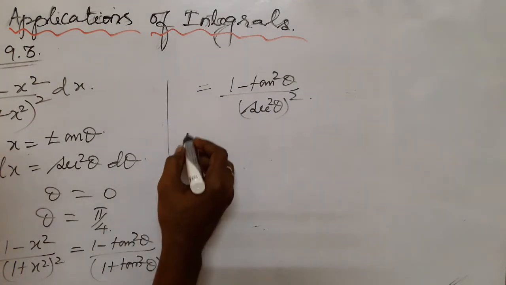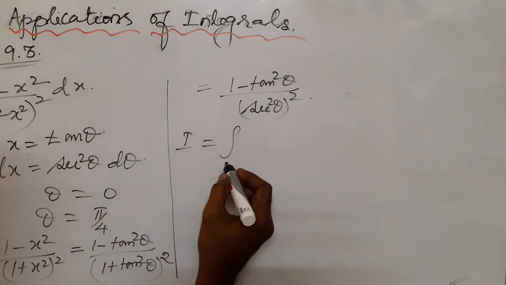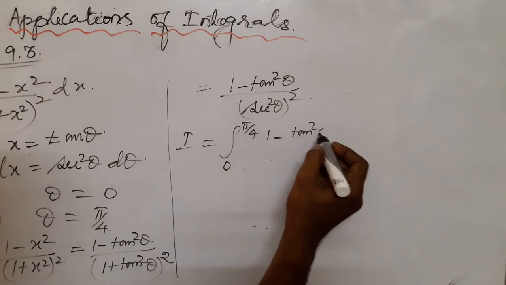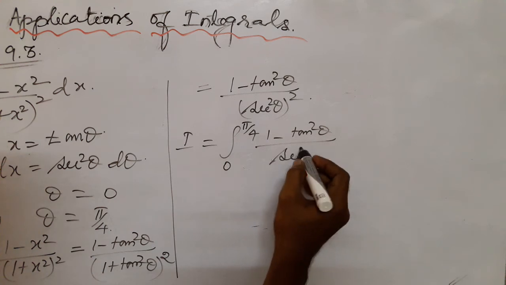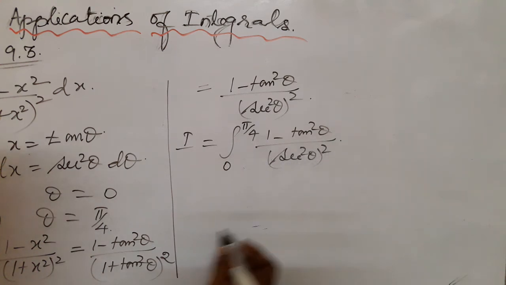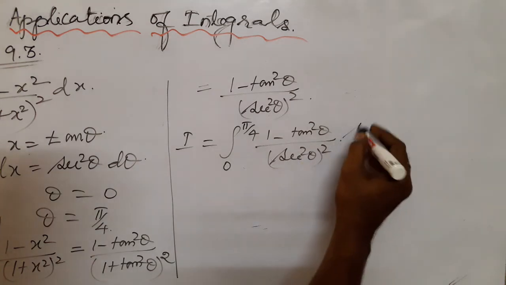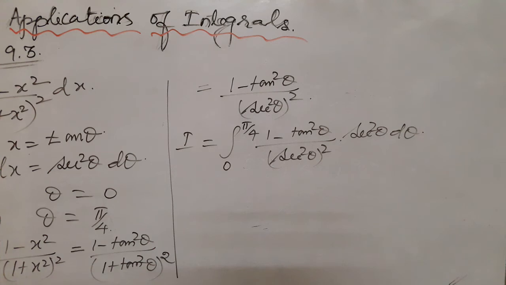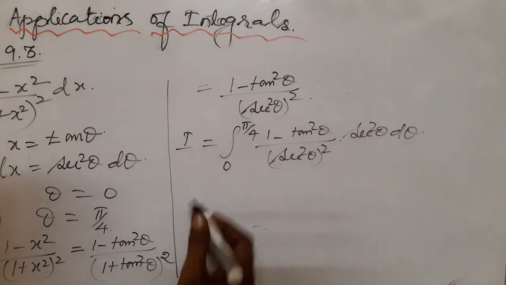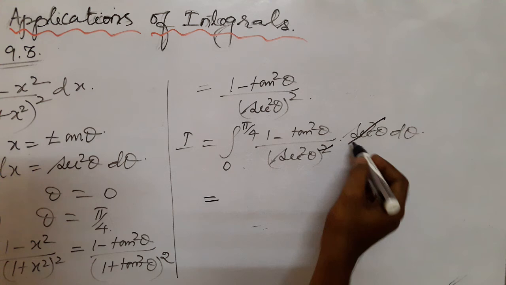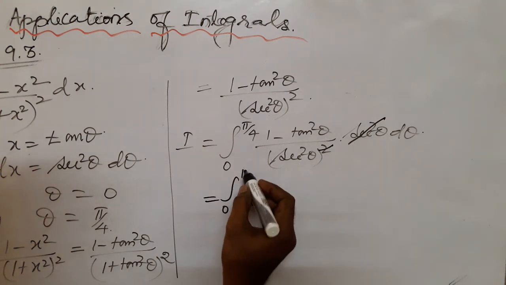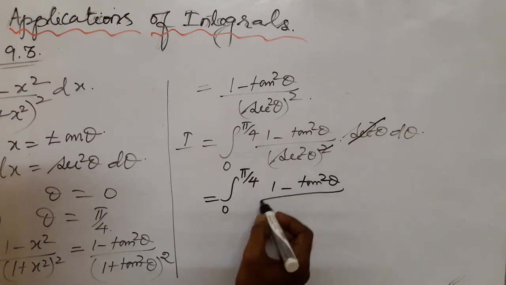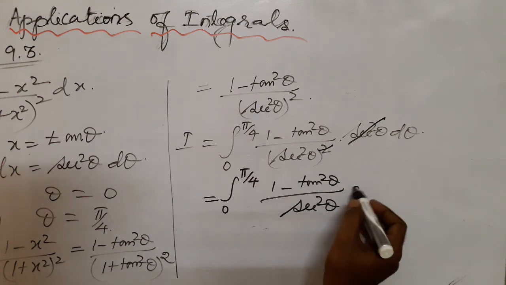Now you come to the question. Your I equal to integral 0 to pi by 4 of (1 minus tan square theta by secant square theta) the whole square into dx, whose value is secant square theta into d theta. Secant square theta is cancelled with the square. Integral 0 to pi by 4 1 minus tan square theta by secant square theta into d theta.